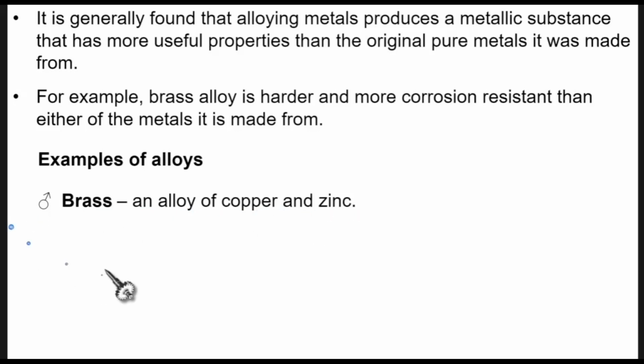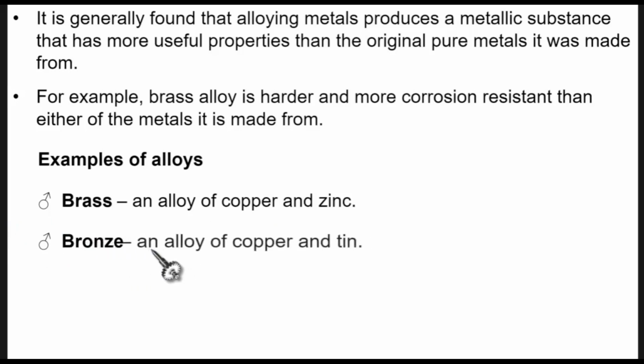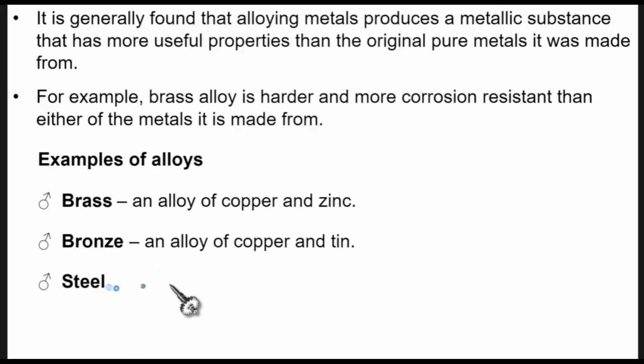All right. So another alloy is bronze. So bronze is an alloy of copper and tin. Then another alloy is steel. So steel is an alloy of iron and carbon. All right. So these are examples of alloys that must be at the back of your mind, at your fingertips whenever you remember alloys. These are very common alloys that you shouldn't forget.